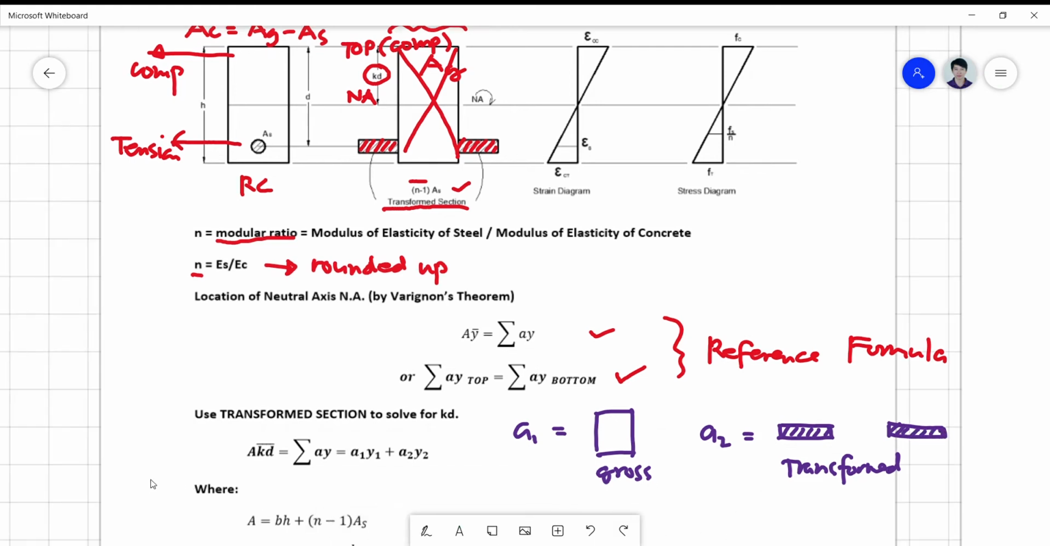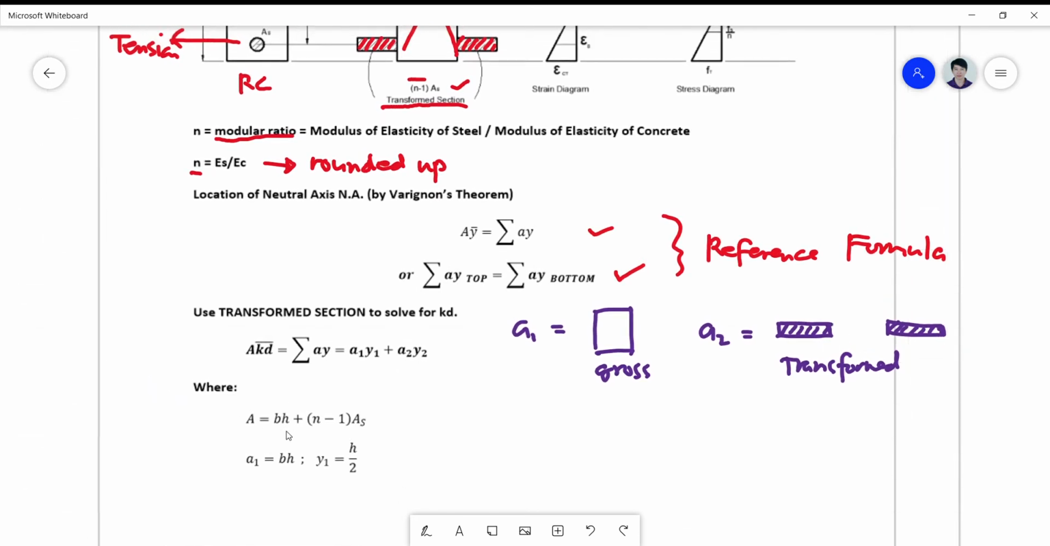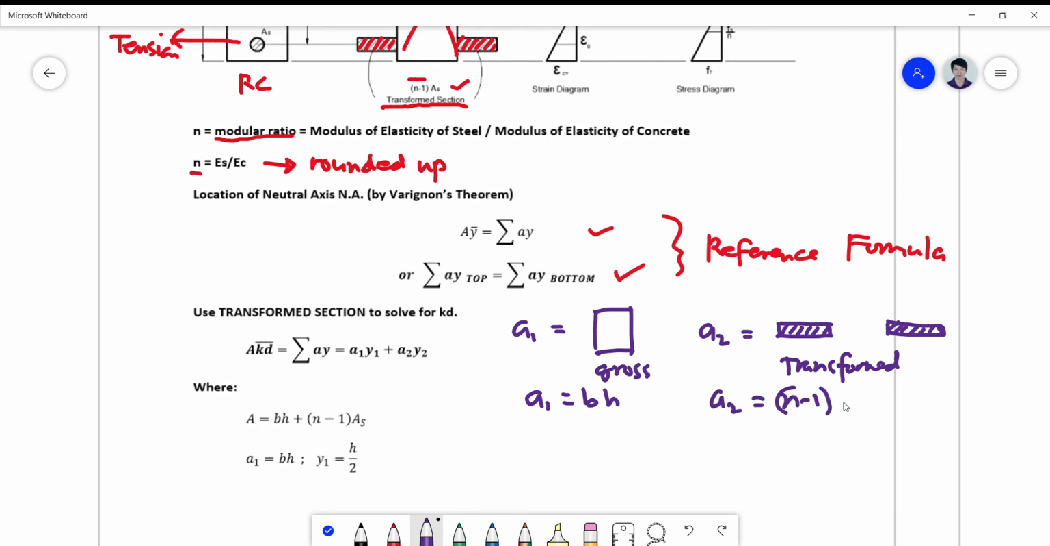Okay, so we know that area total is simply BH. Okay, so A1 here is BH, and A2 is n minus 1 of AS. So the total area will simply be the sum of the two individual areas. This is A1 and A2.